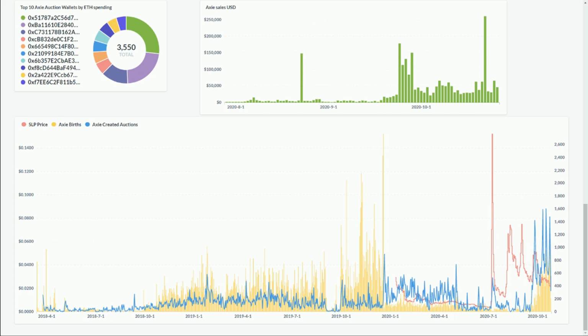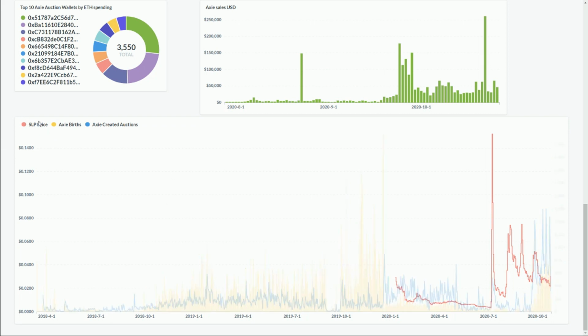But to get to that point, it had to rethink what it was doing, and this is what this graph shows. I should say this data is from DappRadar. We can see there are three main components. There is the price of the Small Love Potion. That's an ERC20 token. AXIE INFINITY runs on the Ethereum blockchain. So this was a token that was created in 2020.